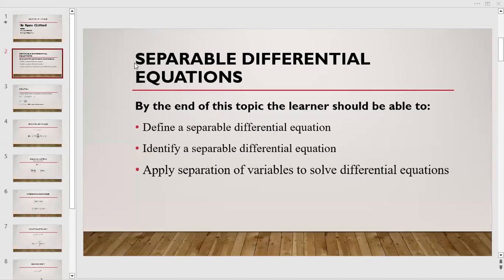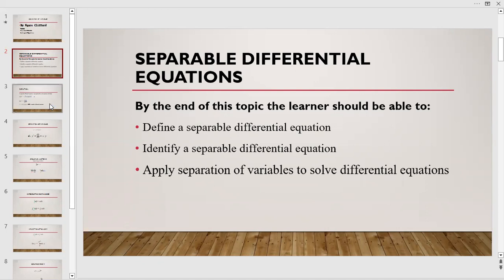Today we want to talk about separable differential equations. By the end of this topic, the learner should be able to define a separable differential equation and identify a separable differential equation. And finally, the learner should be able to apply separation of variables to solve differential equations.